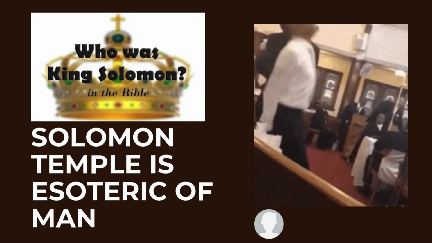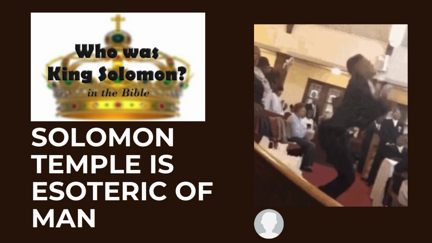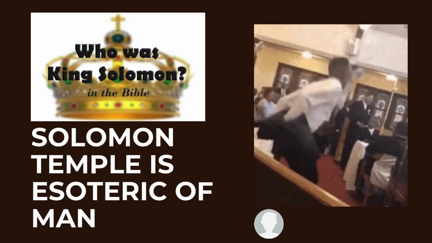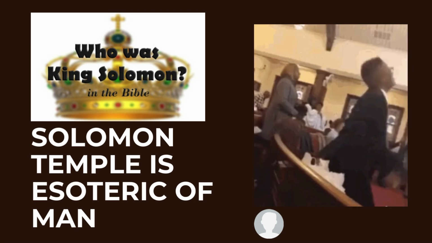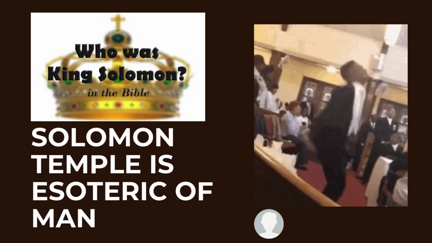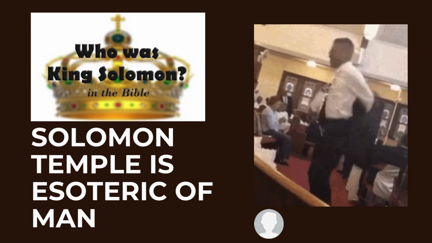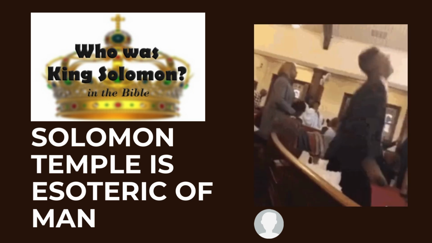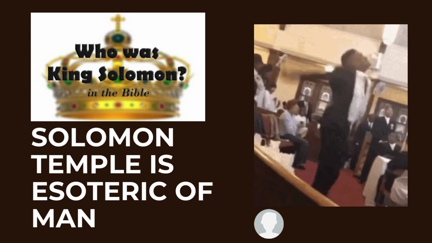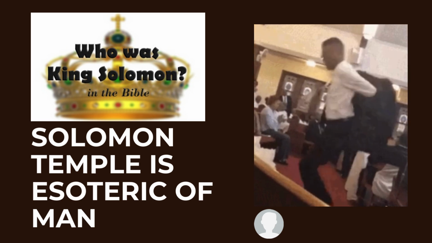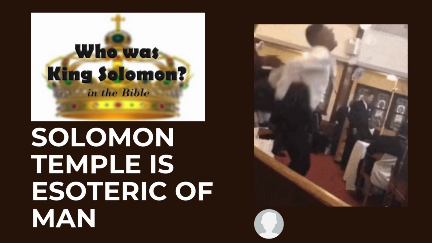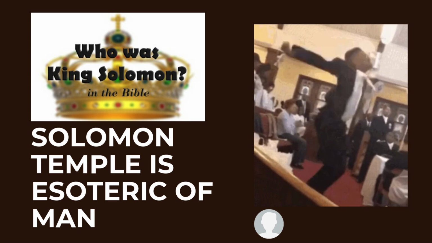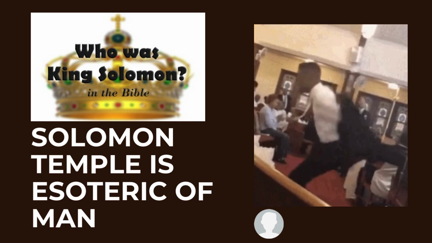Let's look at the pillars, which are Boaz and Jachin. Now, this is the spinal cord. The two massive pillars at the entrance of the temple, Boaz and Jachin, are often symbolized as supporting the structure. They represent the spine, which supports the body and is a channel for spiritual energy associated with the kundalini energy.